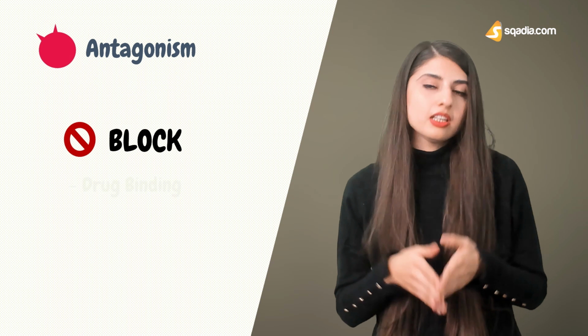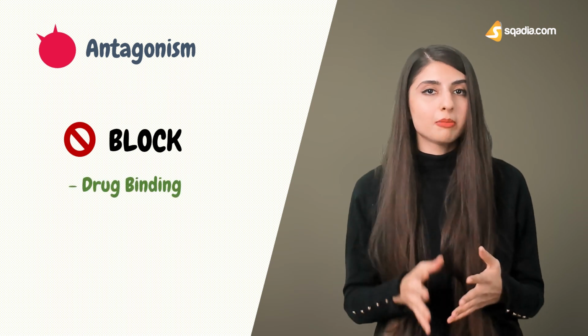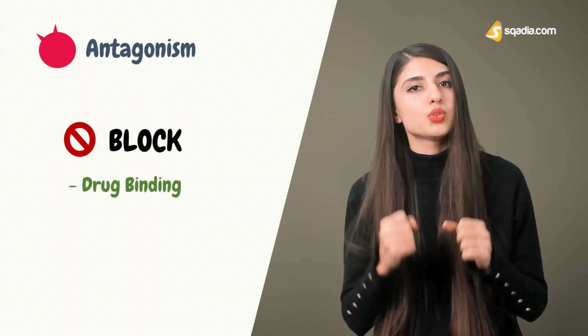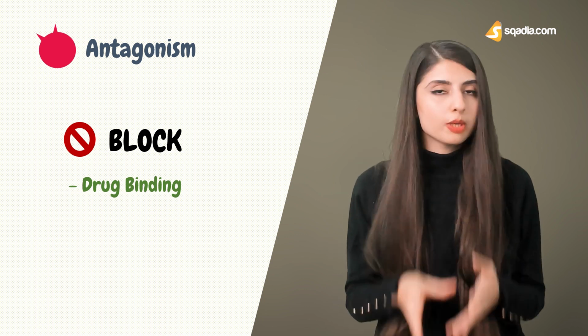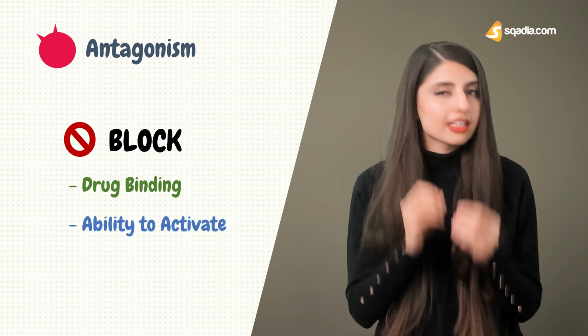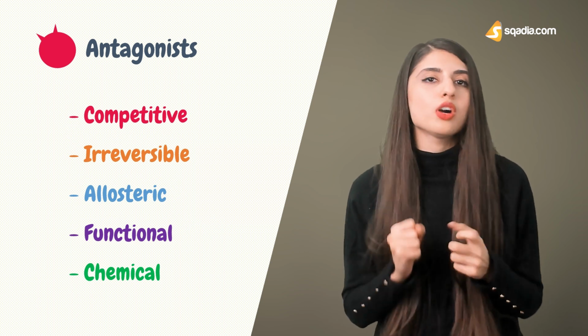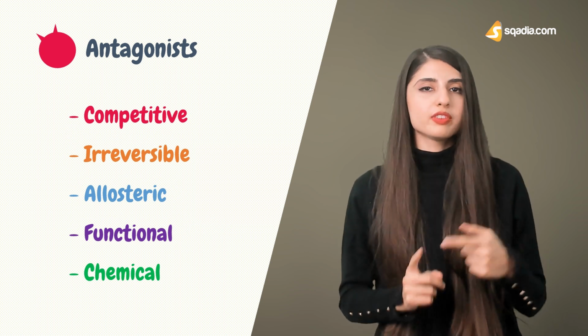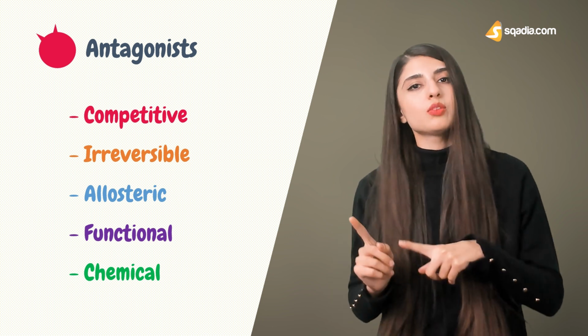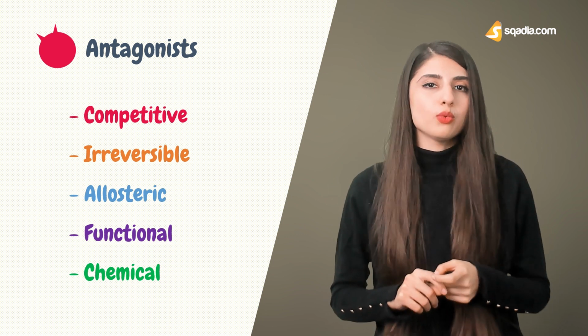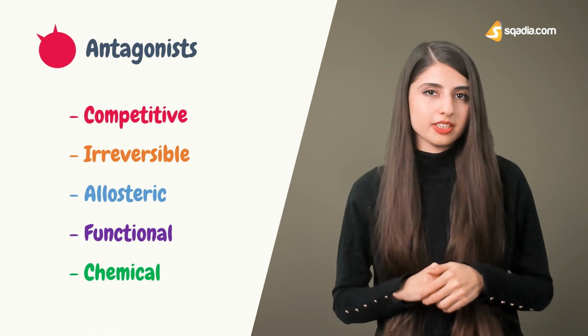Now, an antagonist has no effect in the absence of an agonist, but it can decrease the effect of an agonist when present. Now, antagonism may occur either by blocking the drug's ability to bind to the receptor or by blocking its ability to activate the receptor. Now, basically, there are different types of antagonists that we're going to talk about today, and we're going to go over them one by one. And in the end, we're going to compare all of these with their respective properties.